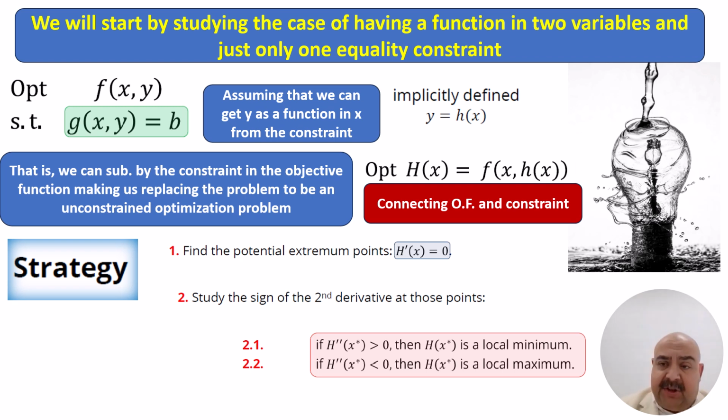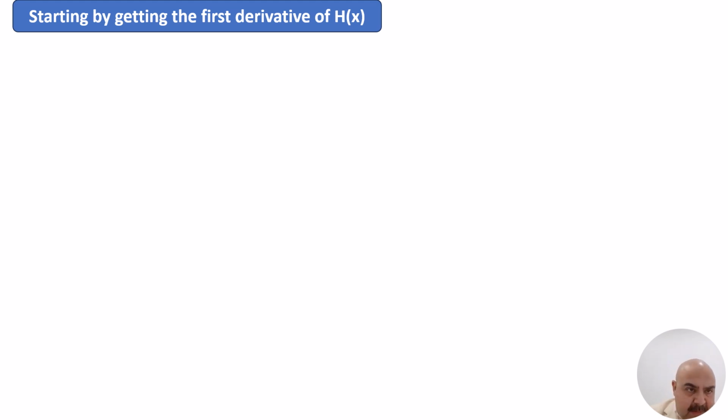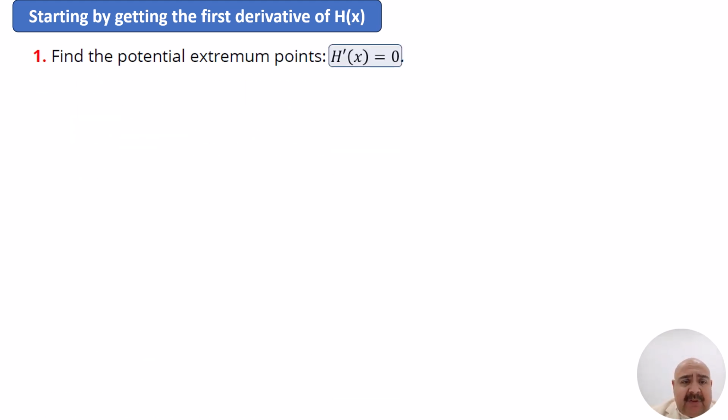And if the double derivative, or the second derivative, is less than 0, then we will have a local maximum. Let's start by getting h of x. After getting h of x, we will find the potential extreme point by setting the first derivative, h dash of x, equal to 0. And this is a really very simple step, once you remember all that we have learned previously from our study.